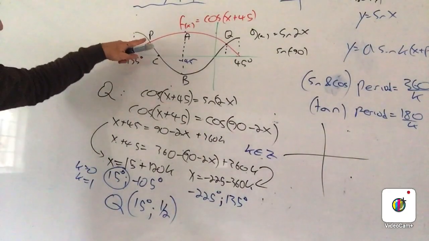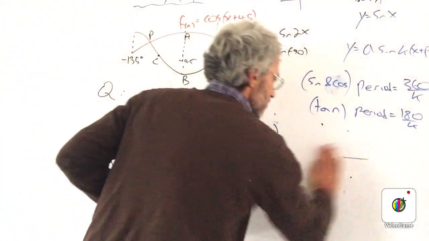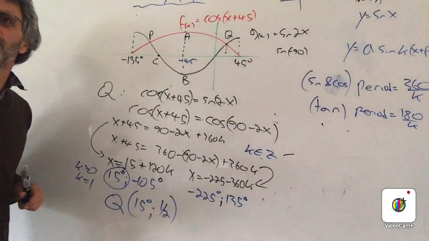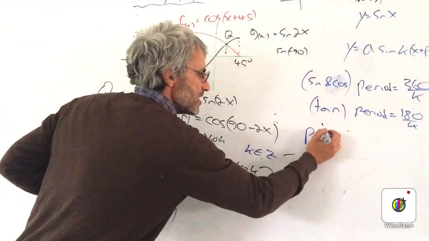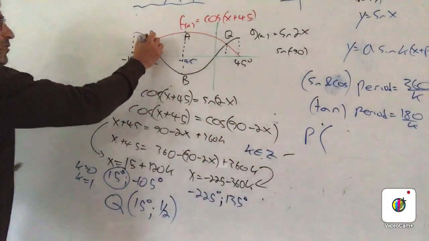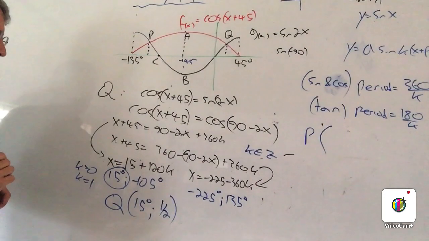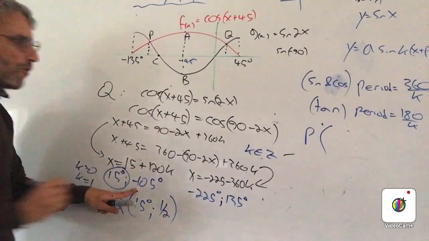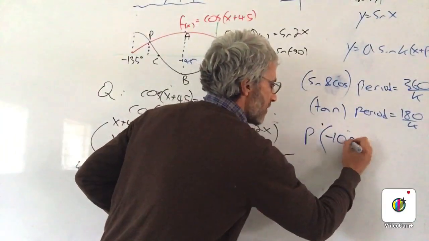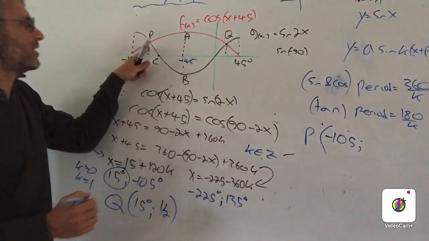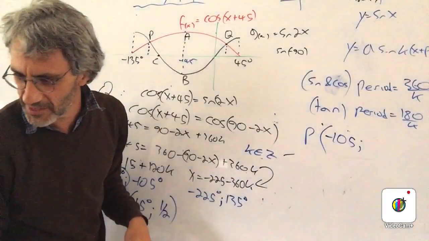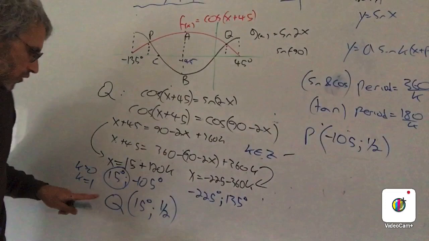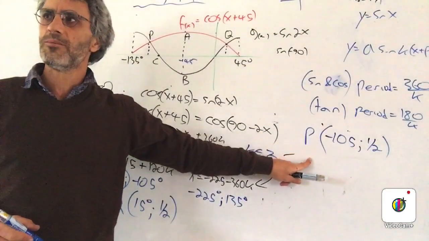Now, I didn't ask you, but I will ask you now, because they do ask us: what's the coordinate of P? Simon, are you with us? What is the coordinate of P? This is P. Which out of these can it be? Negative 105. So it's going to be negative 105. And the y coordinate, you can check it, it will probably be the same. It looks like it's the same, it is. But you just sub it in. So you've got P, you've got Q.